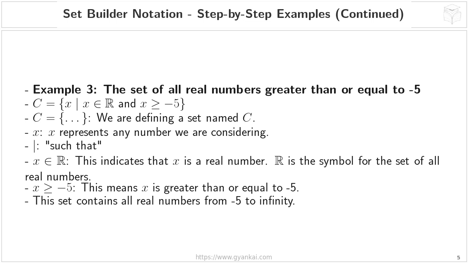Putting it all together, this set C contains all real numbers starting from -5 and extending infinitely in the positive direction. So it includes -4.9, 0, 3.14, 100, and so on, all the way to infinity. This is a great example of how set builder notation allows us to concisely define an infinite set. Now, on the next slide, we'll recap the key takeaways from all these examples and also discuss some common mistakes to avoid when working with set builder notation. So, make sure you've understood this example before we move on.